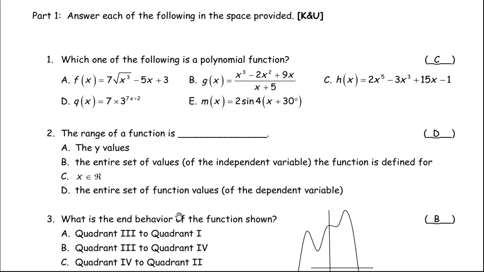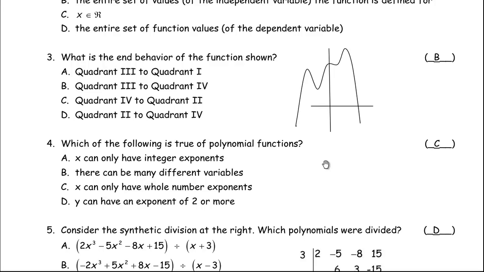For number 2, the range of a function is, and the y values isn't a very good definition. A better definition is the entire set of function values of the dependent variable. And by the way, for B here, the entire set of values for the independent variable, that's the domain.